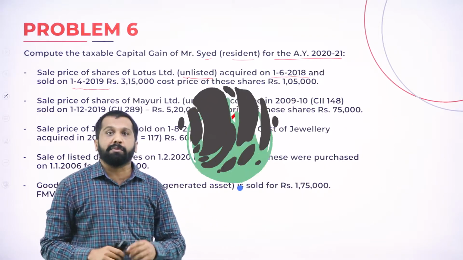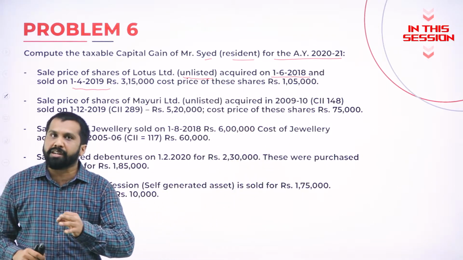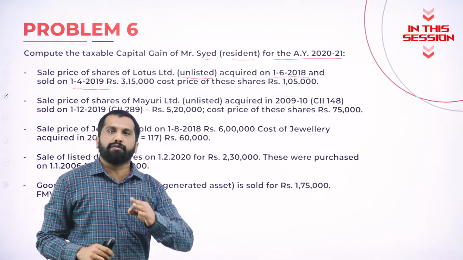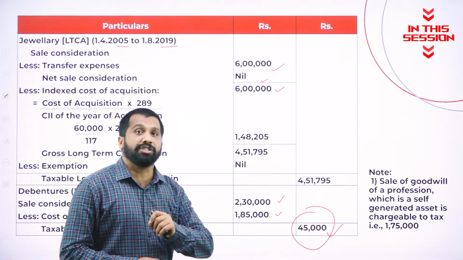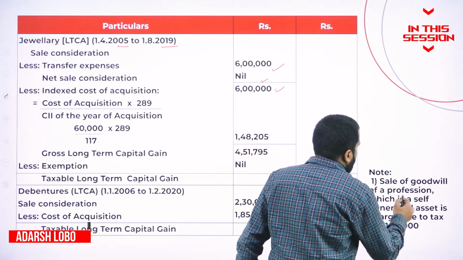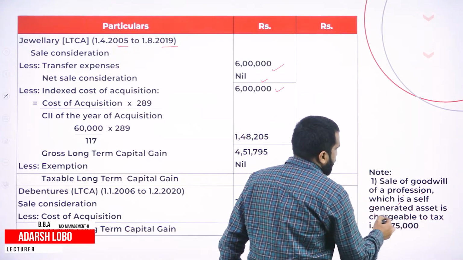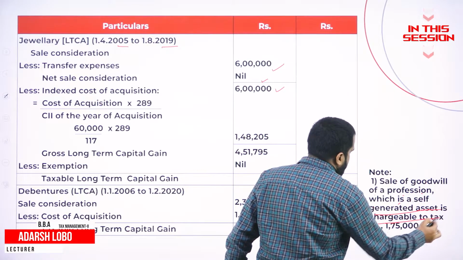Listed shares comes for 12 months. Unlisted comes for 24 months. For debenture, we don't consider indexation. Sale of goodwill of a profession which is self-generated asset is chargeable to tax.